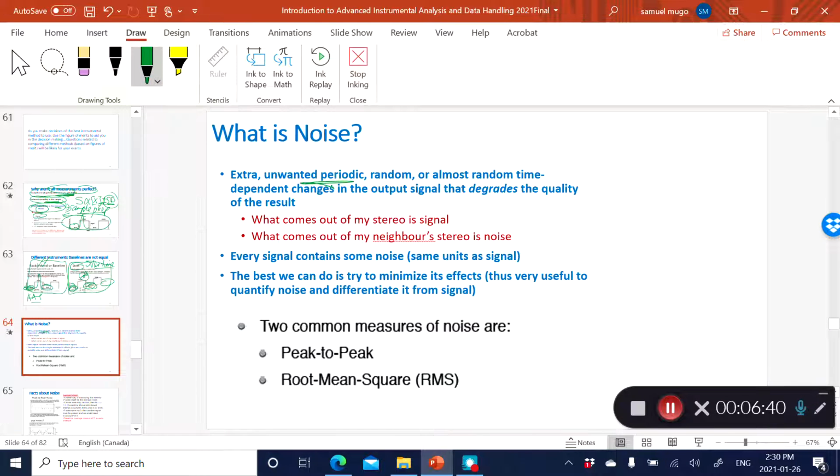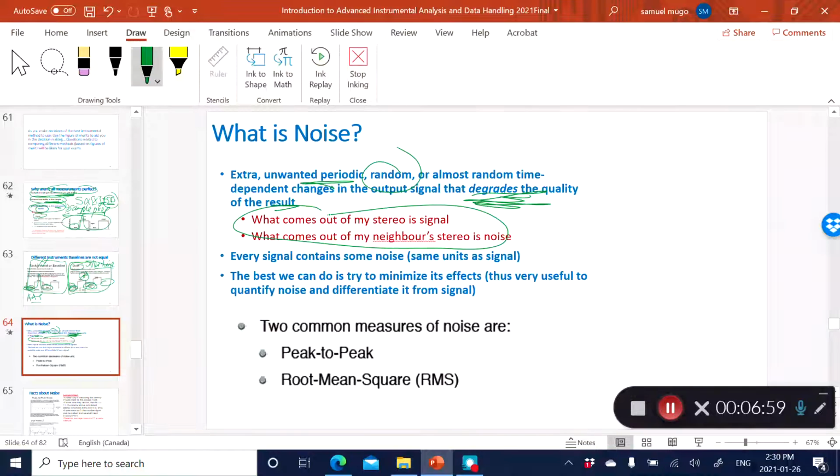It's unwanted. Noise is random. It's always present, but it's random or almost random. And unfortunately, it degrades the quality of the result. It degrades the signal. And sometimes I like putting it this way, to differentiate between noise and signal.